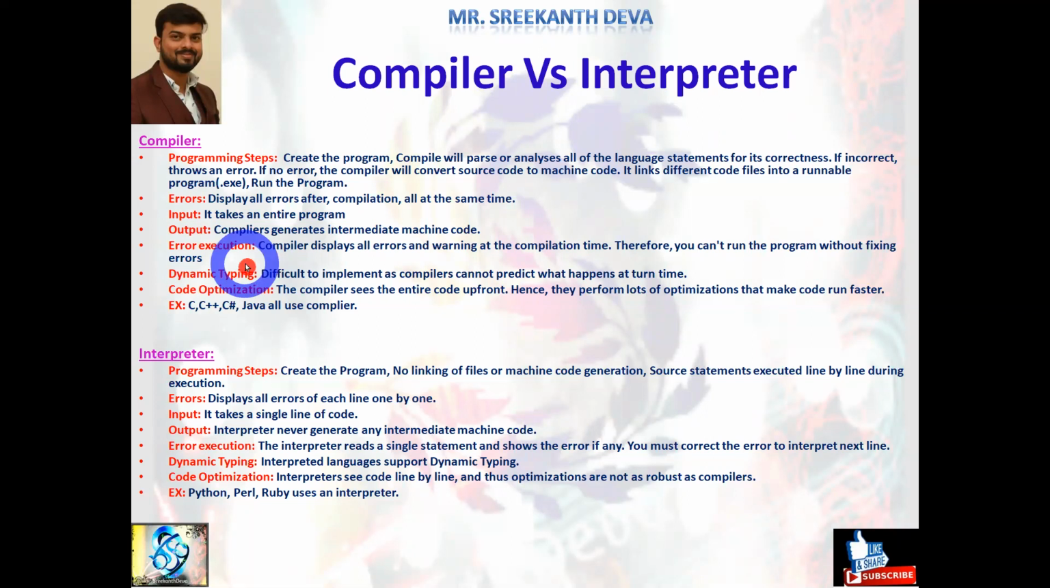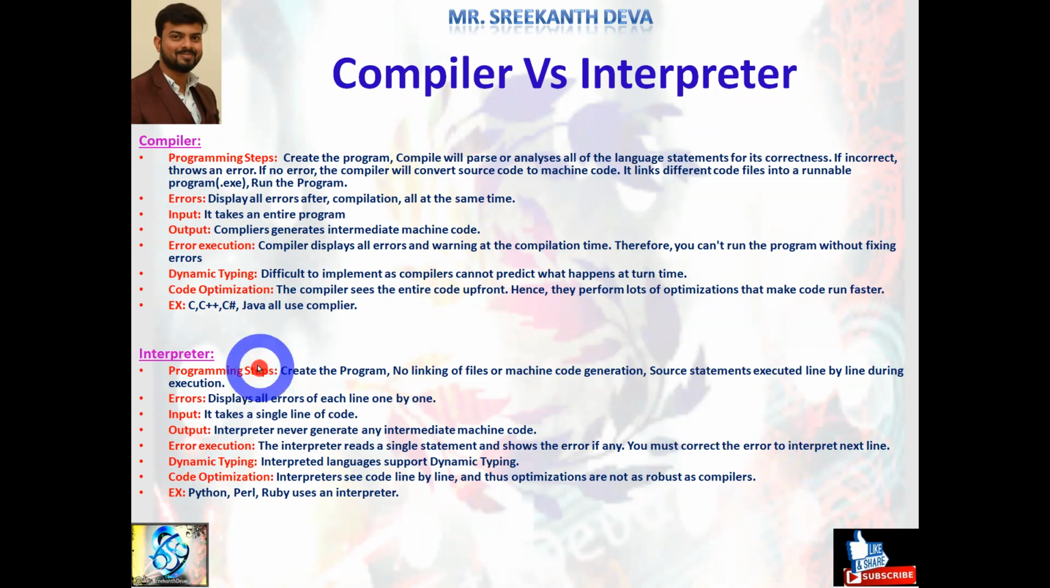Error execution: the compiler displays all errors and warnings at compilation time. Therefore, you cannot run the program without fixing the errors. After compilation, if there are any errors in the source code, you must fix and resolve them, otherwise you cannot run the program. But in an interpreter, the interpreter reads a single statement and shows the error, if any. You must correct that error to interpret the next line. It interprets line by line, and if there is any error, you need to provide the solution there, and only then does it move to the next line.